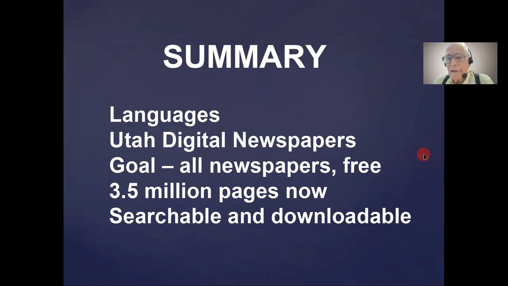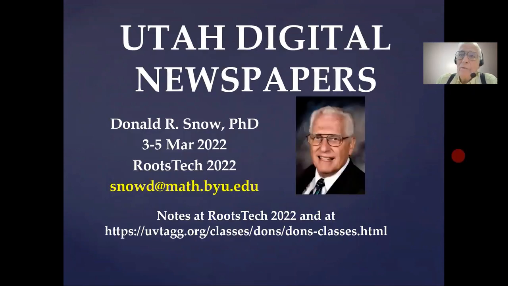Portuguese or German or many other languages. We looked at the Utah Digital Newspapers website, sponsored by the University of Utah, the Marriott Library, and their goal is to get all the newspapers from the state of Utah free. Many other states have similar things, but not all states do. This website has 3.5 million pages already from nearly 200 newspapers, and they're searchable and downloadable. That's the story on the Utah Digital Newspapers website.